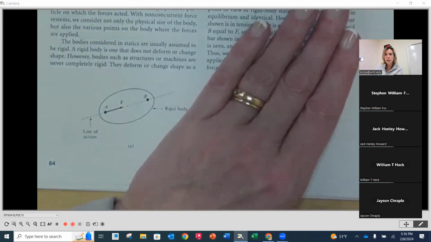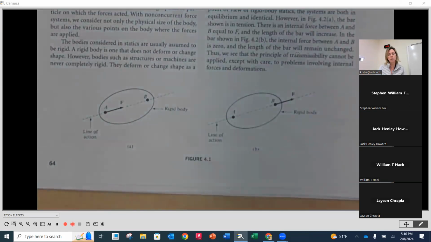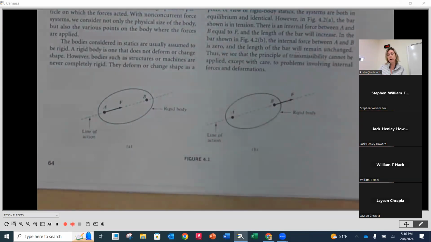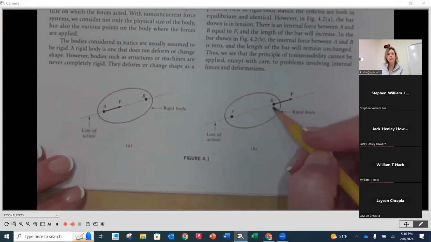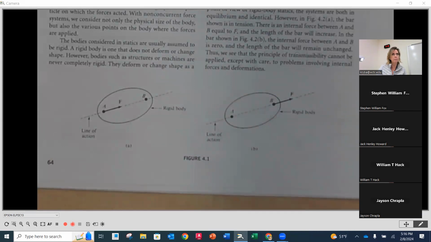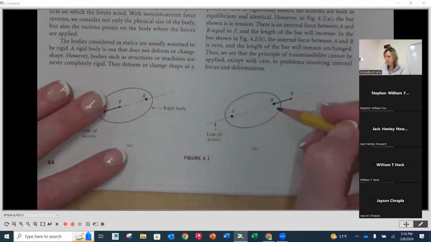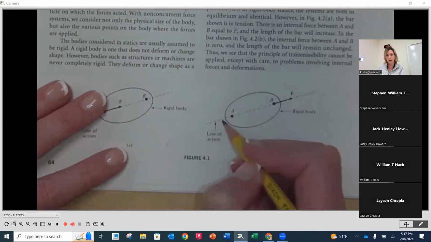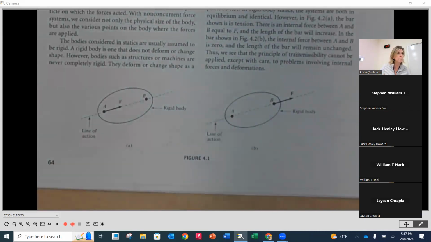Okay. So let's move that along that line of action, but up to point B. Notice here that we have that same force, but now it's being applied at point B. Will it have that same net effect on the body moving up and to the right? Yeah. Whether I pull on it up here, or even if I push on it from the bottom, it's still going to want to go up and to the right. So the principle of transmissibility says I can move that force anywhere along its line of action, and I'm still going to have the same net effect on the body.